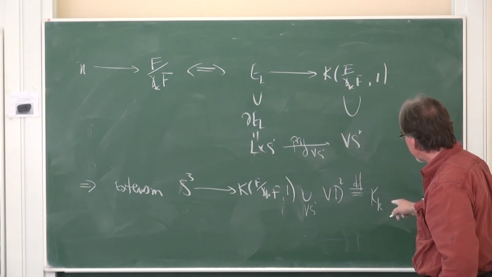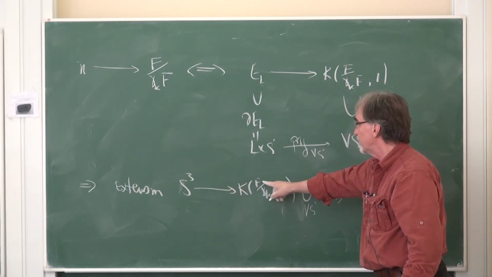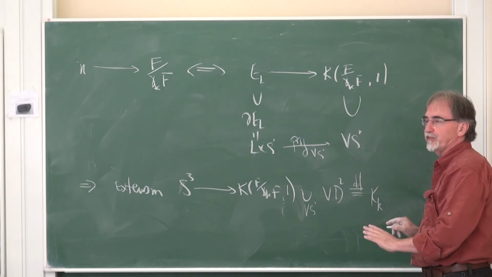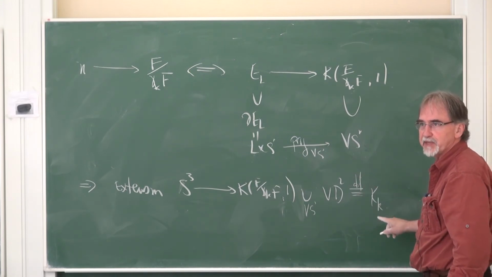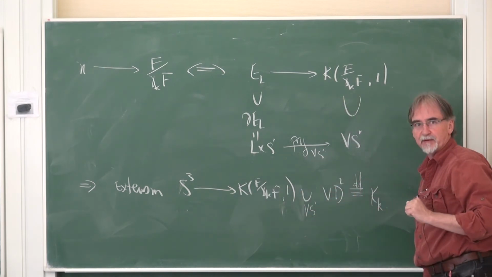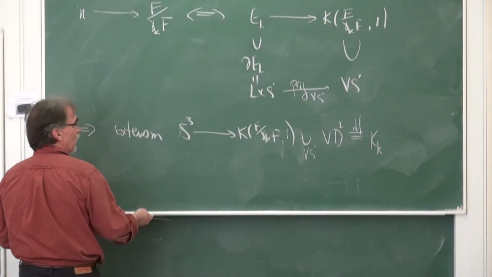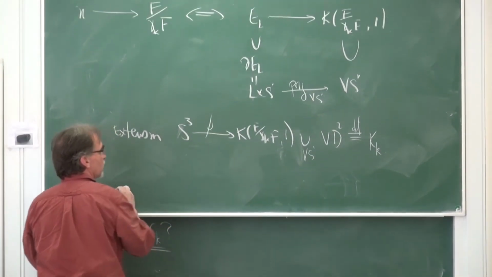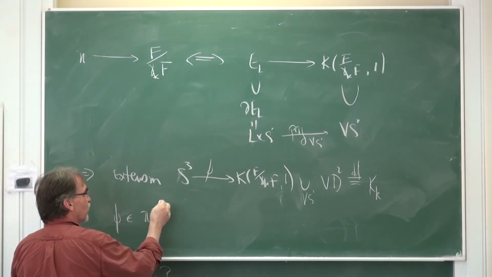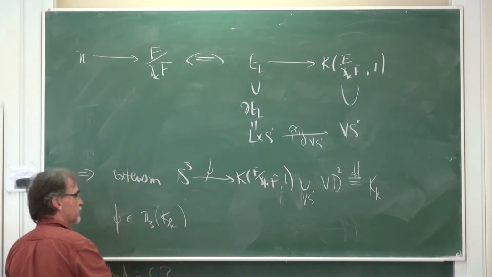Now that actually has another thing it depends on. It depends on the number of components of the link, because that determines the rank of the free group. So in theory I should add another thing to indicate how many components I have. This space depends on the number of components, because the free group changes depending on how many components I have for the link. But I have this map here, and so that gives me an element. We'll call this phi, and the homotopy class of phi is an element in pi 3 of K_k.